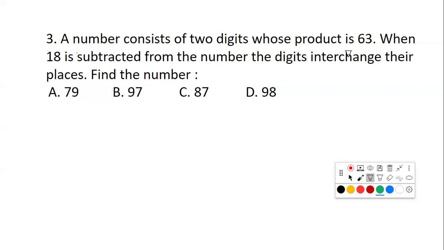A number consists of two digits whose product is 63. So quickly I can look at something. This product is 72. This product is 50. But at least my chance of getting the answer right is now 50% because I eliminated two choices. 18 is subtracted from the number. So if I subtract 18 from this, will the numbers get interchanged? Or if I subtract from this, will the numbers get interchanged?